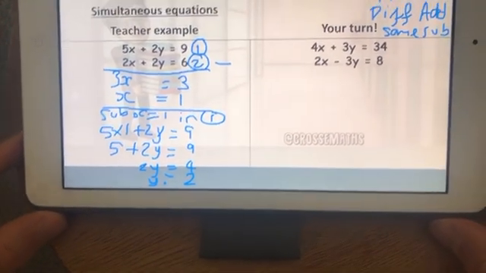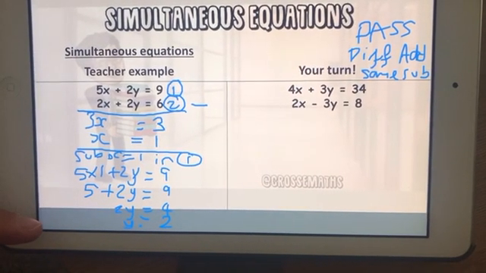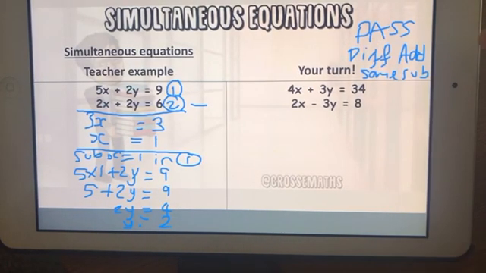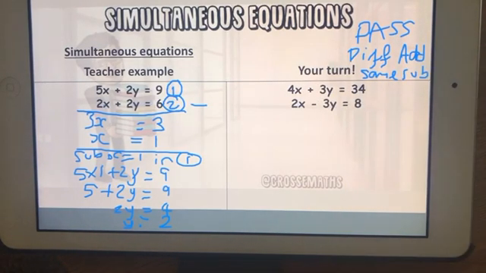Right, so I've used a lot of the screen. Apologies for that. I would get that example written down. Once that example is written down, have a go at this one over here. Remember this last thing: different, add, same, subtract. So if they're different, you've got to add. If they're the same, you've got to subtract.